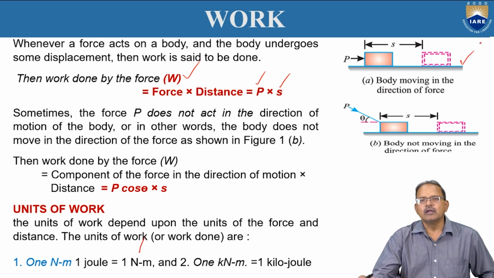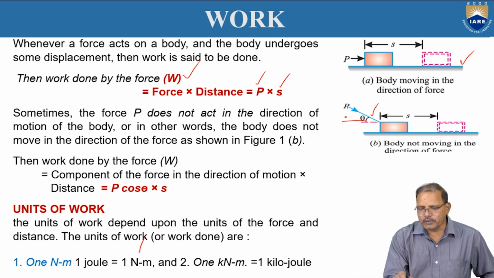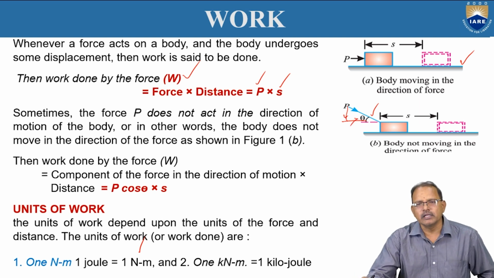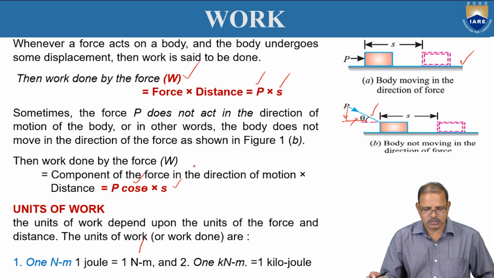In case 2, if the applied force is making an inclination of theta with the horizontal as shown in the figure, here the two components of force are there, vertical and horizontal. This vertical force is not contributing any work done, because the body is moving in the horizontal direction. We have to take the component of force which is acting in the direction of motion, that is P cos theta. The work done is equal to the component of force acting in the direction of motion multiplied by the distance moved, which is P cos theta into S.